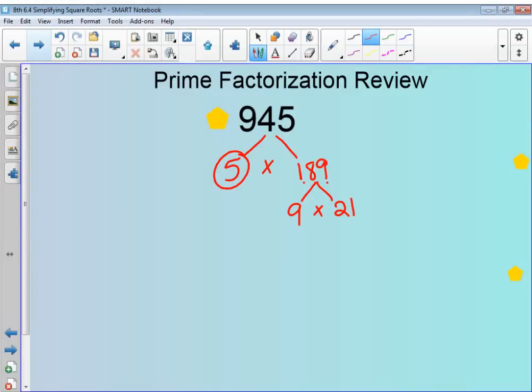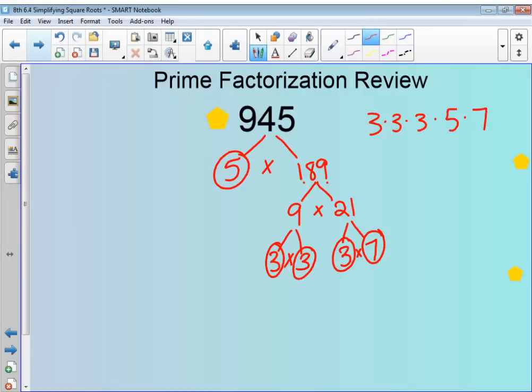So now if I break this down, 9 would be 3 times 3. Okay, 3 can't be broken down any further, so I'm done. 21 would break down to 3 times 7. Okay, these are the lowest number. Those are prime numbers. So my prime factorization is 3 times 3 times 3 times 5 times 7. So there's my prime factorization.